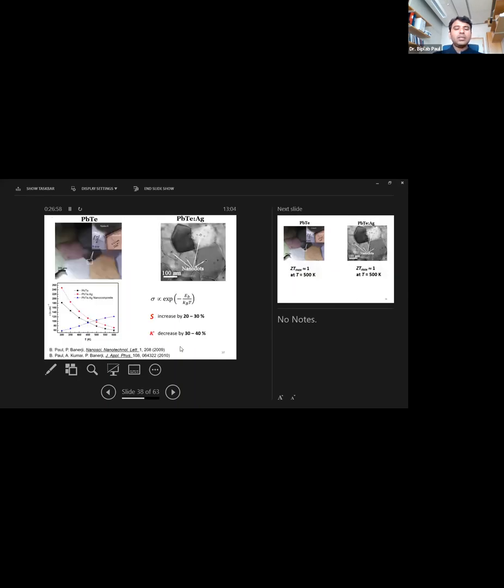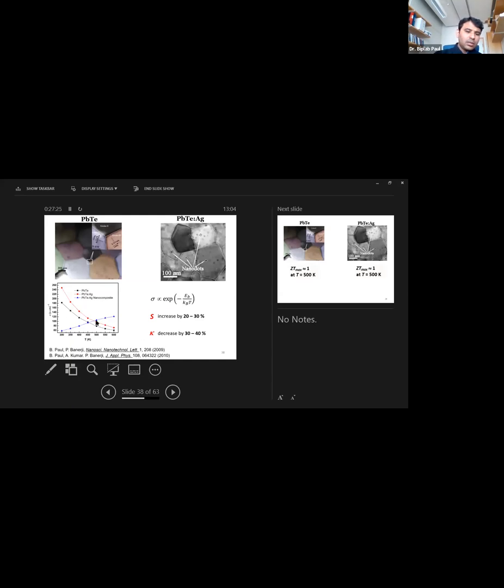During my PhD, I studied two different nanocomposites. One is lead telluride bulk nanostructured materials. The other is silver doped bulk nanostructured lead telluride. Here, in silver doped lead telluride, silver forms nanodots within the grains.